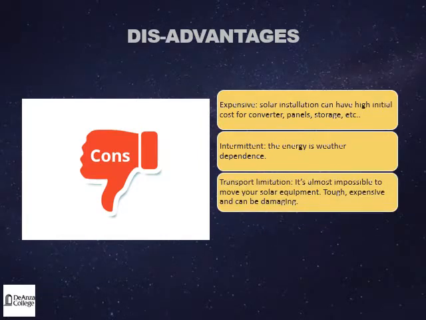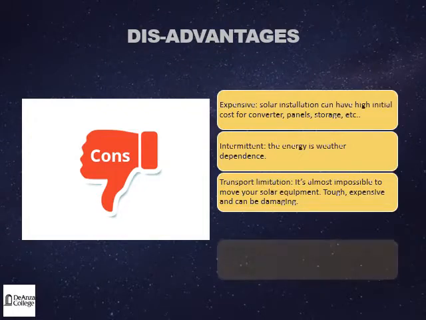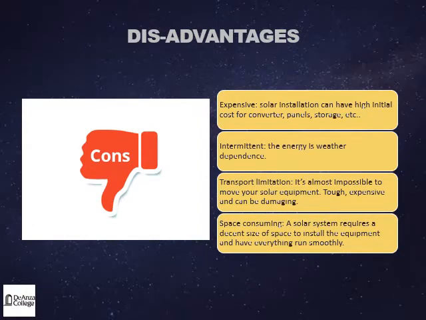And it has transportation limitations. It's almost impossible to move your solar equipment. It's tough, expensive, and can be damaging. And it's also space consuming. A large solar system requires a decent amount of space to install the equipment and have everything run smoothly. About 100 square feet of roof space is required for 1 kilowatt for conventional solar panels.